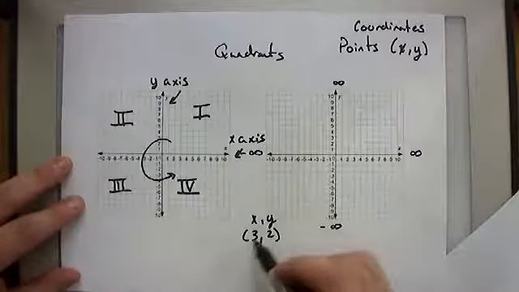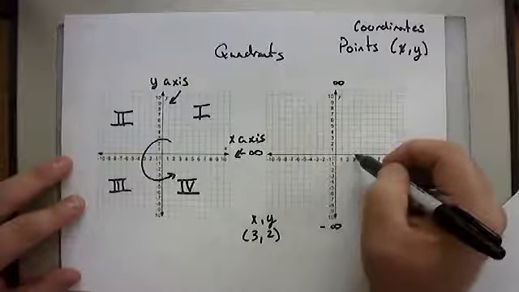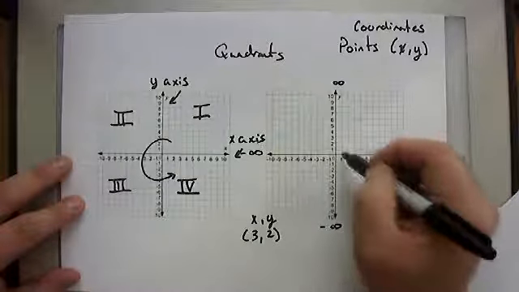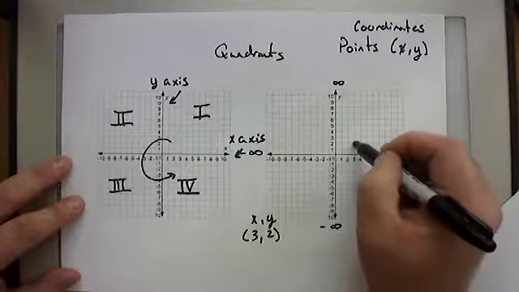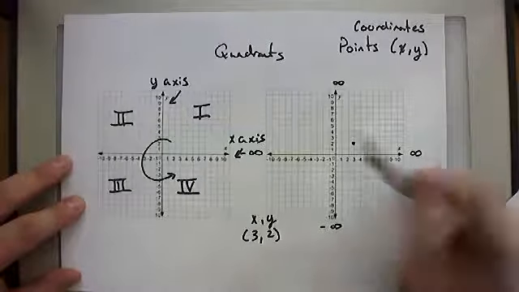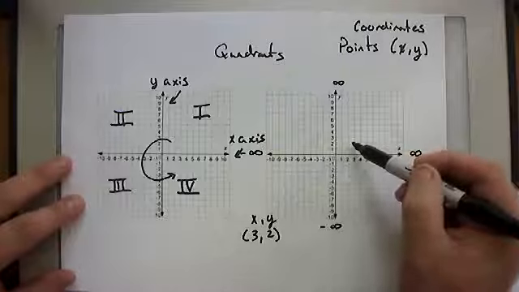So what we're looking for is where these two meet up. So 3 on the X, 1, 2, 3, and then also 2 on the Y, which is right here. +2 is up. So 3 on the X, 2 on the Y, that point should be right there on the graph. Now here's the thing, it's not a point on 3 and then a point on 2 and then a point where they meet. Sometimes people do that.